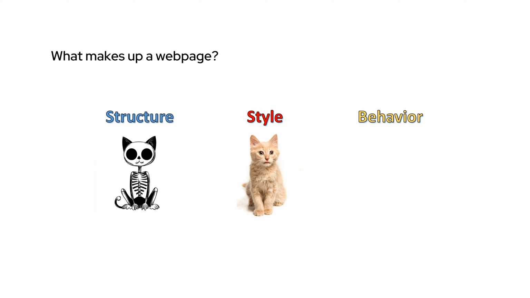But something is still missing. What's missing is behavior. Behavior is like the cat being able to move and interact with you. For example, if you call out to it, it turns its head and responds. That makes the cat feel complete.